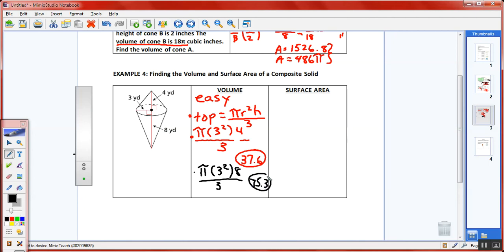Okay. How are you going to get your total volume? So right here you add them. 37.6, 75.3. 112.9. Is that right? Yeah. Cubic. Okay. So volume's pretty easy, right? We just found the volume of 2 cones and put them together, didn't we?